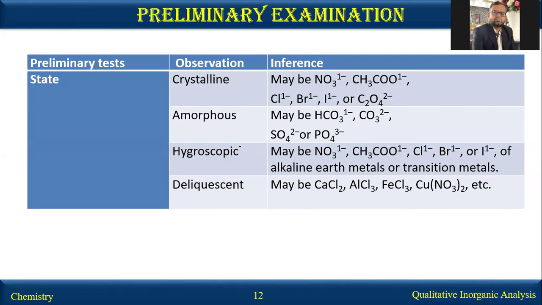And if it is hygroscopic, meaning some salts absorb moisture from the atmosphere and become wet, and your compound is like that, then it could be the nitrate, acetate, chloride, bromide, or iodide. This is of an alkaline earth metal, not an alkali metal, not sodium and potassium. For example, magnesium chloride is slightly hygroscopic. Aluminum nitrate is also hygroscopic. And transition metals, for example, zinc, iron.